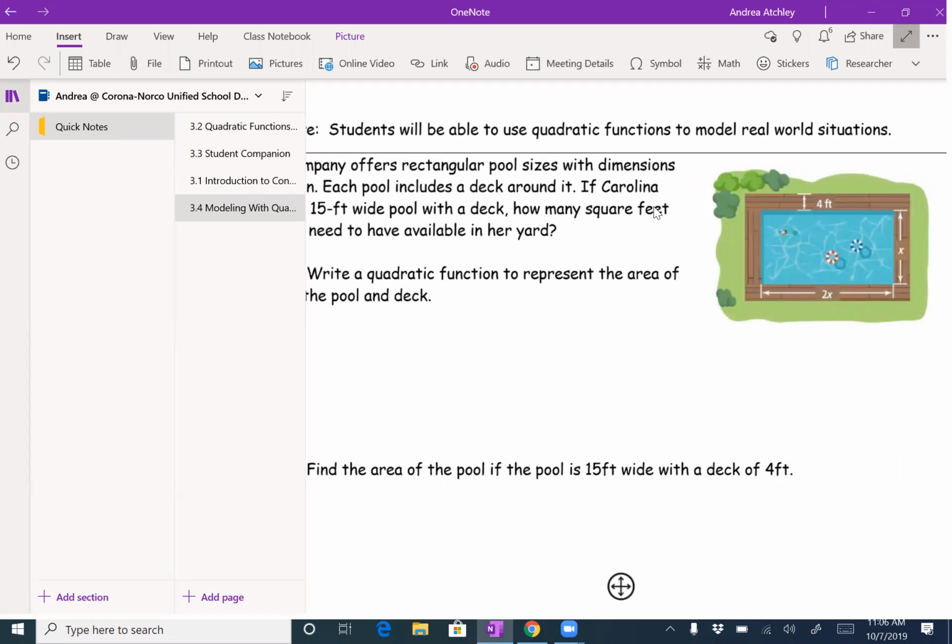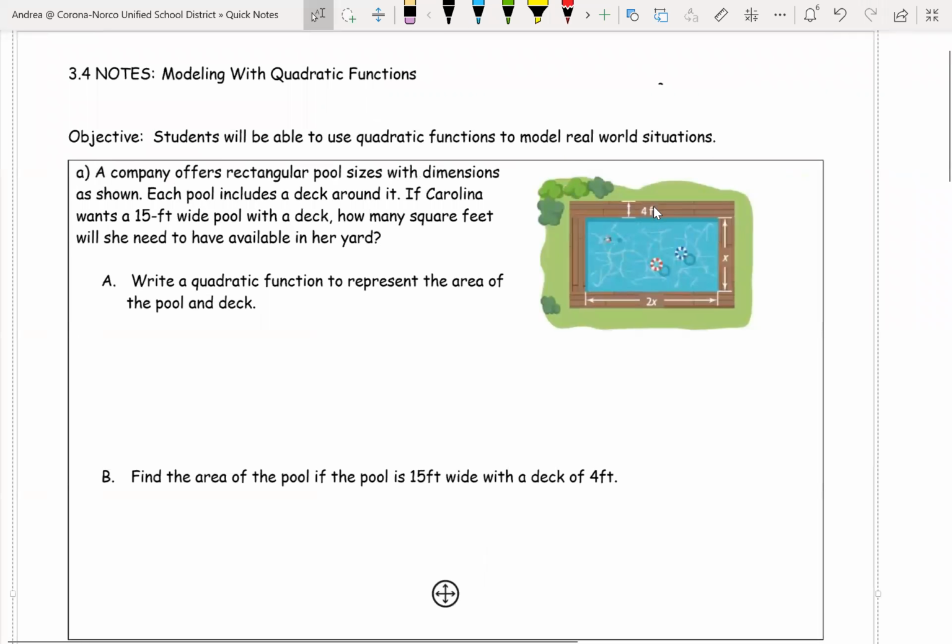Okay, we are going to now model with quadratic functions. We learned how to graph them. Now we're going to model with them. A pool company offers rectangular pool sizes with dimensions as shown. Each pool includes a deck around it. If Caroline wants a 15-foot wide pool with a deck, how many square feet will she need to have available in her yard?